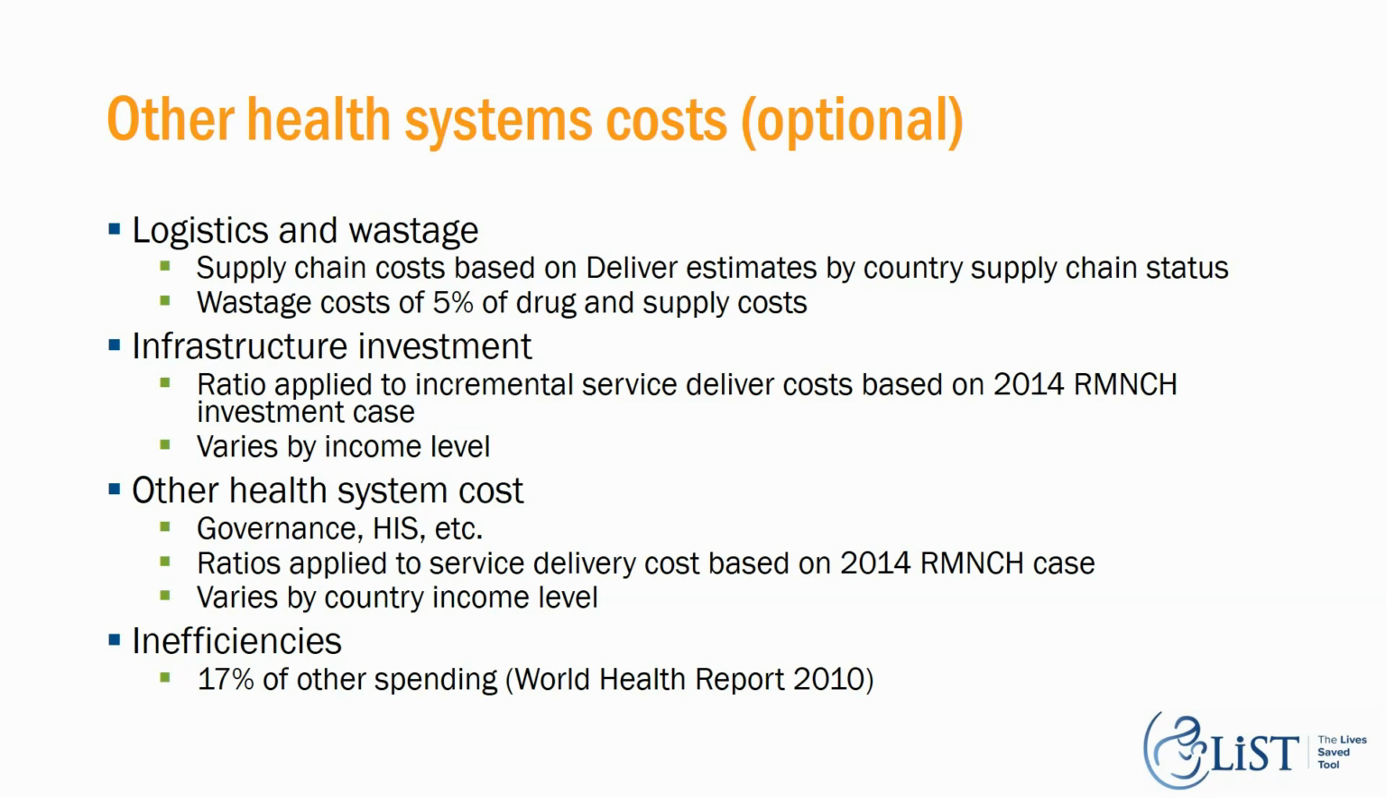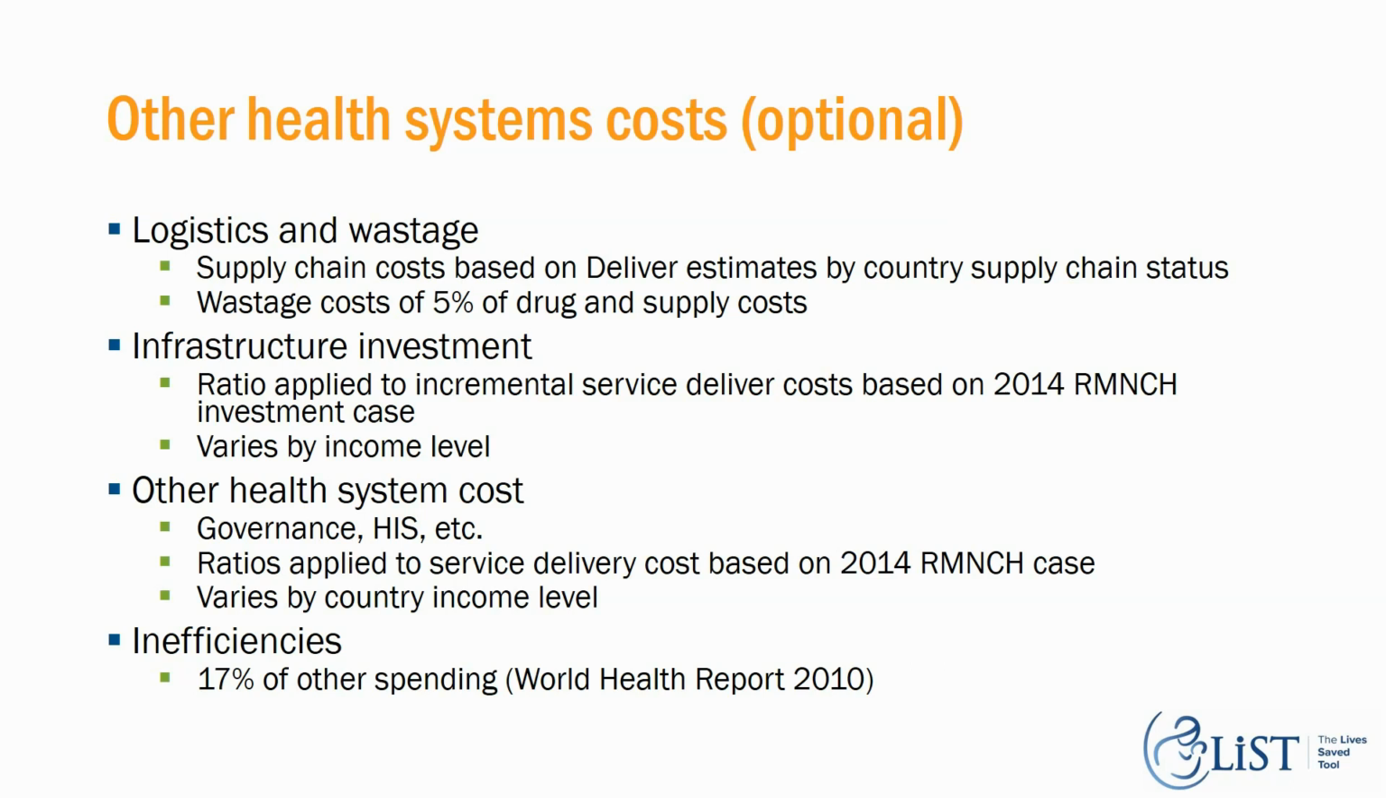We also have infrastructure investment costs, and those are calculated as a ratio that are applied to the incremental service delivery cost, and those are based from a 2014 RMNCH investment case. This will vary by country income level. We can also add some health system costs, so those will be related, for example, to governance or health information systems or things like that. And those are coming from the same investment case that I mentioned before. And they also vary by income level.